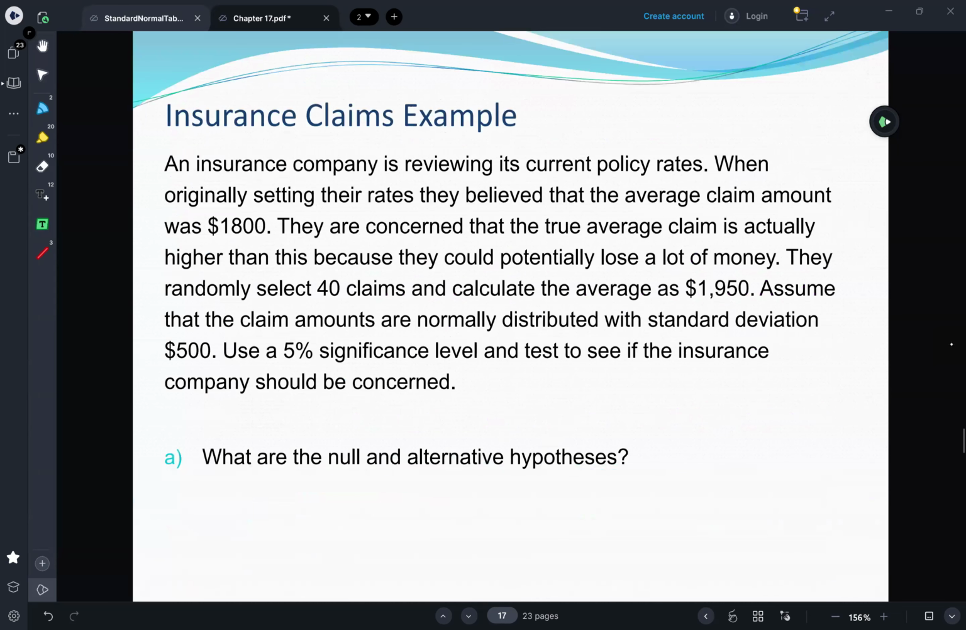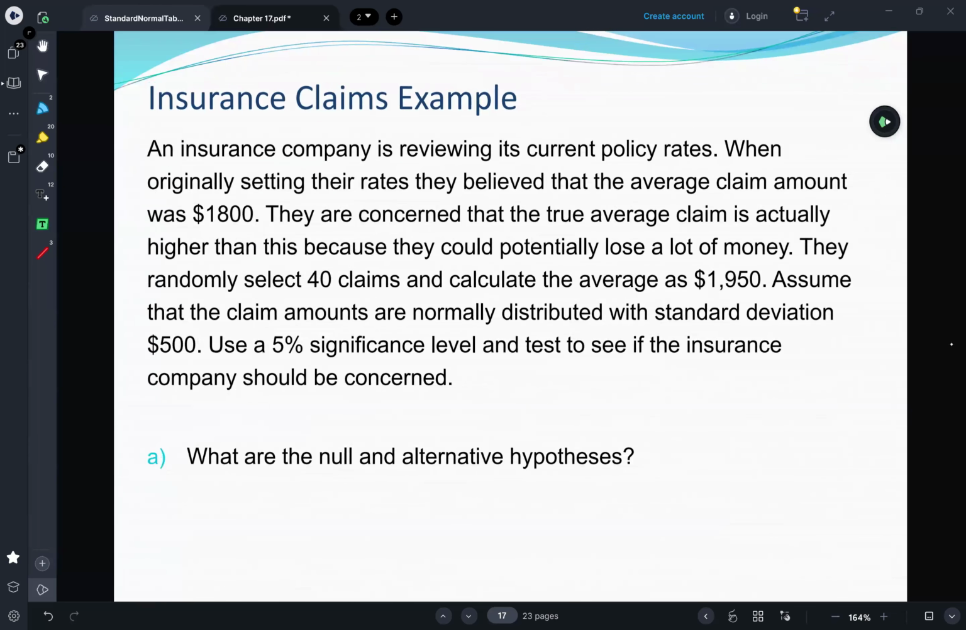So let's try an example with insurance claims. Let's say the insurance company is reviewing its current policy rates. When they set their rates originally, they believed the average claim amount was $1,800. That's how they base their premiums, on their average claims and the data from that. So that's their hypothesized value. Average claim is 1,800. They are concerned that the true average claim is actually higher, perhaps it's gone up from what they had based their premiums on.